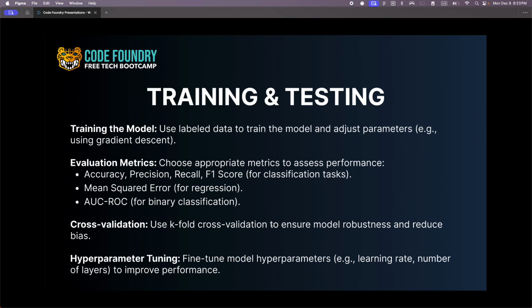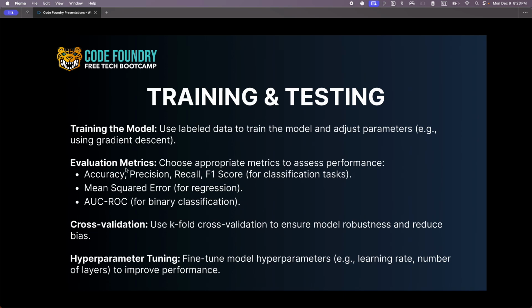So when we're training and testing, we are training the model by using labeled data to tell the model what is correct or incorrect, what is a good outcome, what is a poor outcome. And we're adjusting parameters to do so. And one of the ways we do this is we use a gradient descent model.